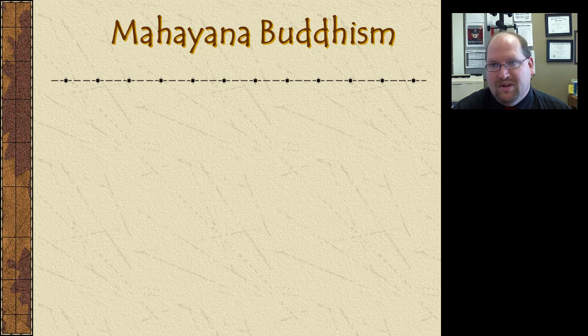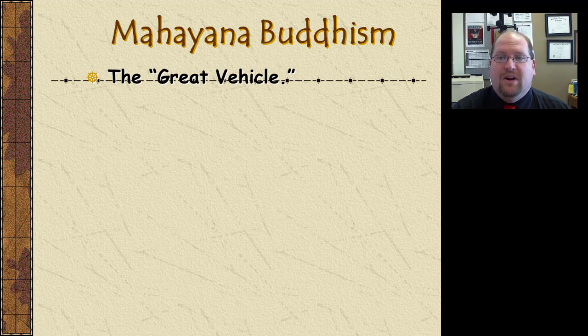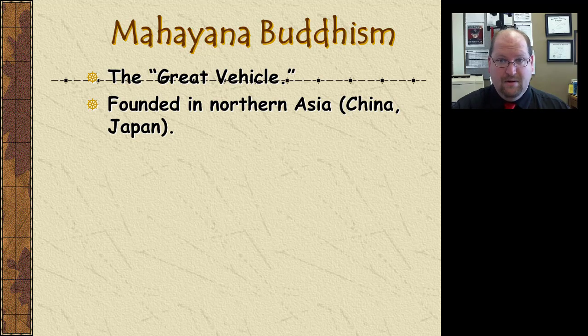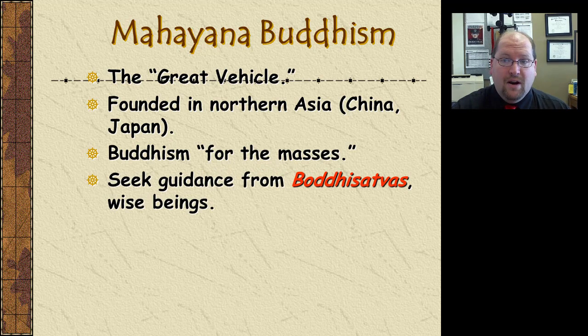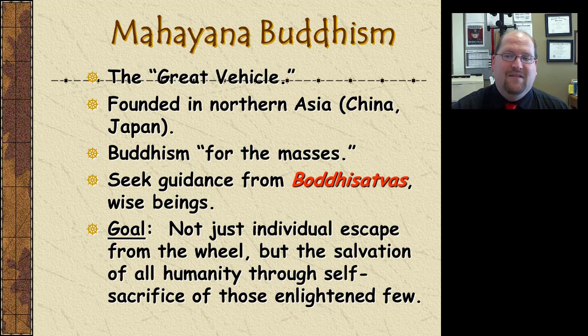A second form of Buddhism is the Mahayana Buddhism, meaning the great voice, the great vehicle, founded in northern Asia and is sometimes considered Buddhism for the masses. These followers seek guidance from the Bodhisattvas, or the wise beings. Their goal is not just individual escape from the wheel, but the salvation of all humanity through self-sacrifice of those enlightened few. Basically meaning that the enlightened few are the ones that will help save everybody else.